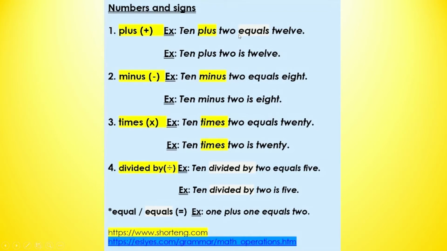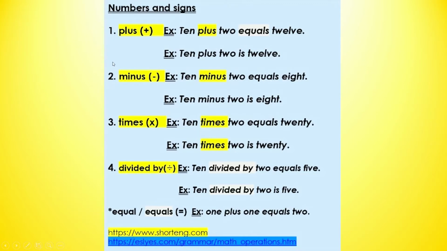Do you see that? The word equals in Thai we call เท่ากับ. Okay. Again, 10 plus 2 equals 12. Or you can say, if you don't want to use equals, how can you say it? You can say 10 plus 2 is 12. Okay, when you finish the sentence, don't forget to put the full stop.